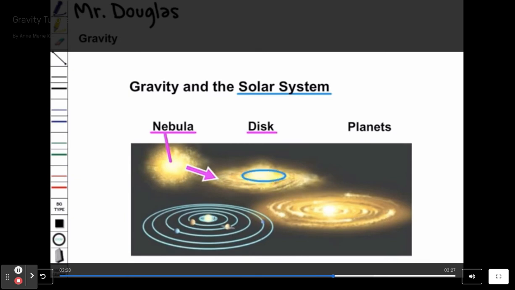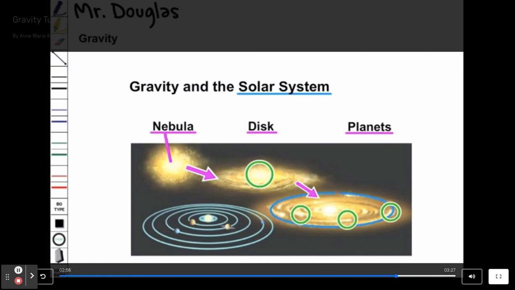The center of this spinning cloud gained more and more mass as more matter was pulled into it, and eventually it formed a star, which we call the sun. Even though this new sun was very massive, it did not pull in all of the material around it. Some clumps of material within the ring of the disk were pulled together by gravity to form the planets.